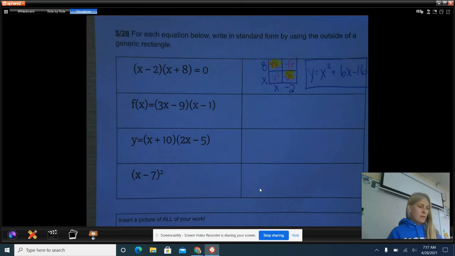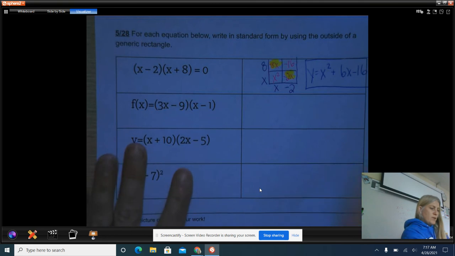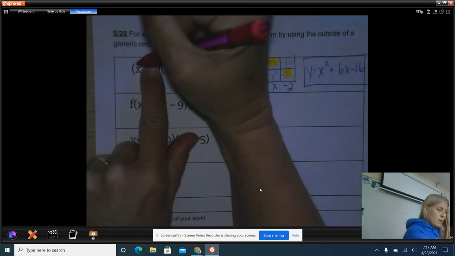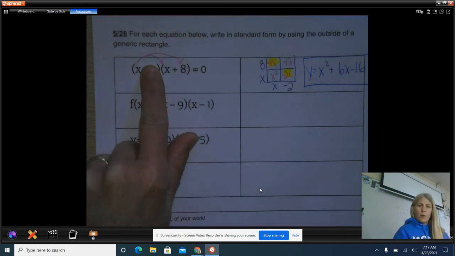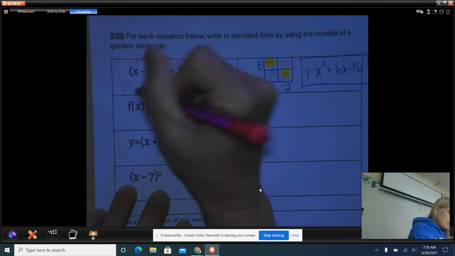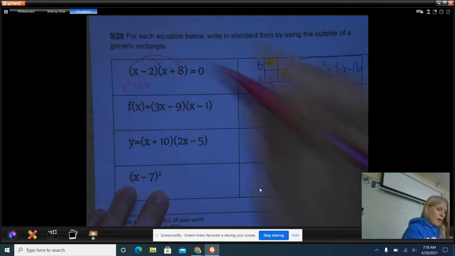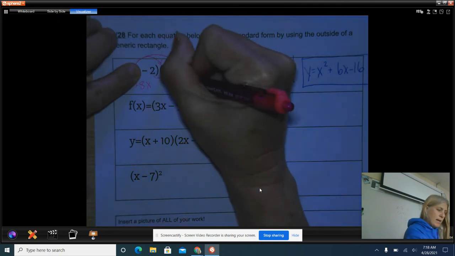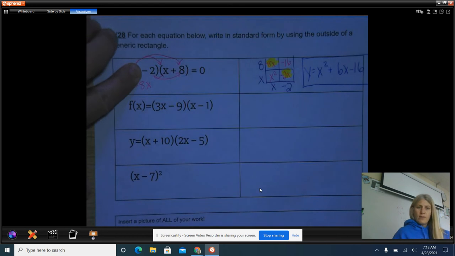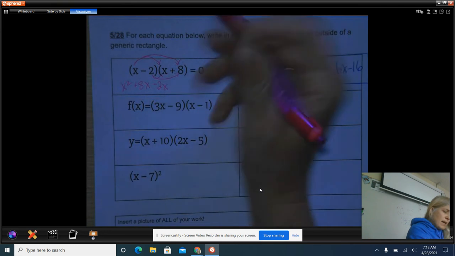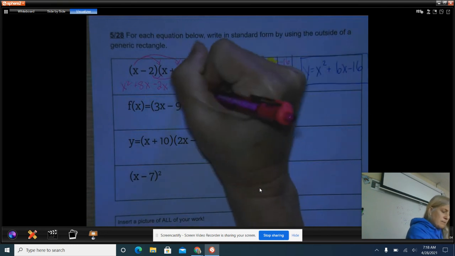Now, the other way that you can solve this is called double distribution. And so basically, you're going to ignore that -2, and you're going to multiply that x by each item in the other form. So x times x is x squared. X times 8 is positive 8x. We then go ahead and ignore that x, and we distribute that -2 to each item inside the other set of parentheses. So -2 times x is -2x, and -2 times 8 is -16.